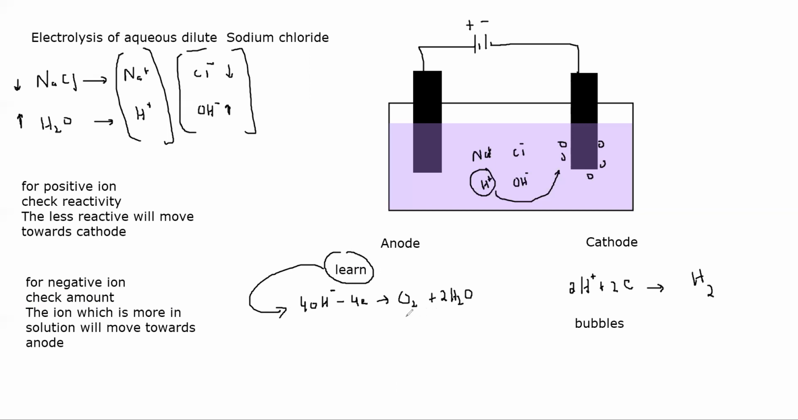Whenever a gas is given off, because oxygen is a gas, what is the observation? The observation is bubbles. So as hydroxide ion moves, you will also observe bubbles due to oxygen gas.